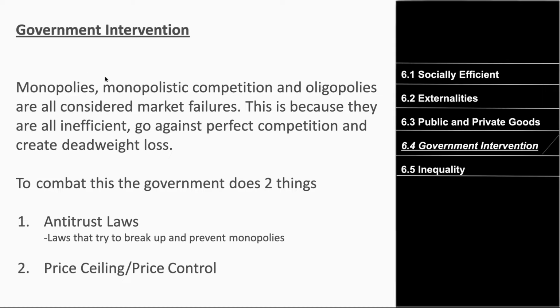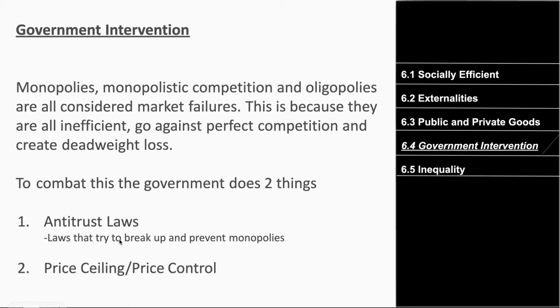So now we have monopolies, monopolistic competition, and oligopoly. Basically, imperfect competition. That is also market failure because it fights competition, it creates deadweight loss, and is inefficient. We always want perfect competition. So how does the government get involved? Well, they get involved in two ways: antitrust laws and price ceilings and price control.